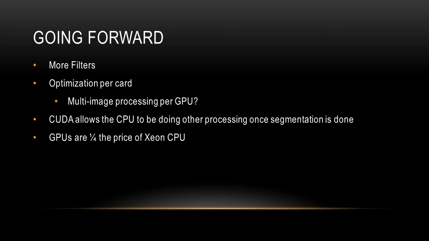Another nice thing with CUDA is I can use the CPU to do other things. So as I allow the GPU to process the images in this lower level segmentation, I can use the CPU to do higher level data gathering, such as tracking, creating the lineages, or measuring the cell's size or whatever. And also, GPUs are about a quarter of the price of the Xeon CPU. So if we're going to put this image processing software in the hands of biologists, we can get them GPUs much cheaper than trying to buy them huge supercomputers.